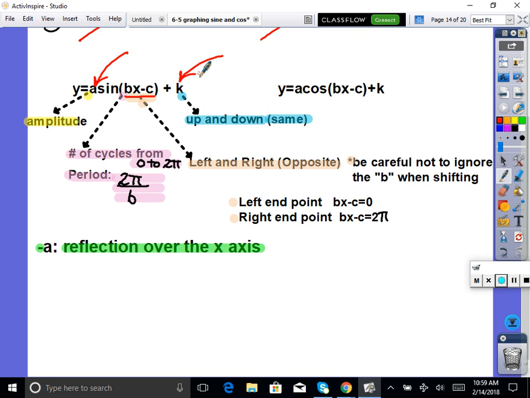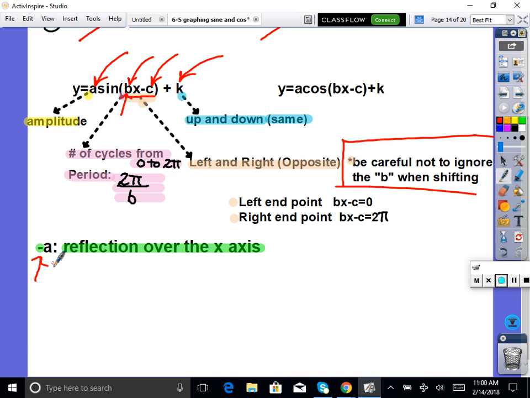One thing to note is we do have to be careful. If we have a b value that's not 1, and we have a shift left and right, we've got to take that into consideration, because you can't determine shifts left or right unless x is all by itself. So we'll end up factoring out a b from the terms, and then dividing both terms by b to see the true shift. That's what this is saying. Be careful. We've got to look and make sure that x is all by itself and doesn't have a b in front. Then a negative is just a reflection over the x-axis.